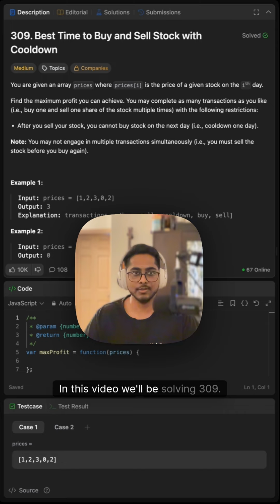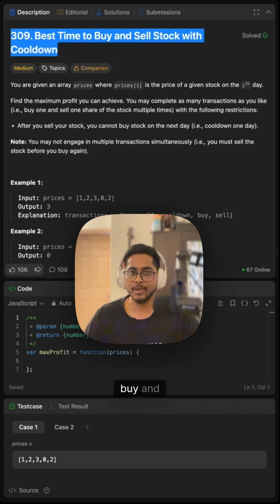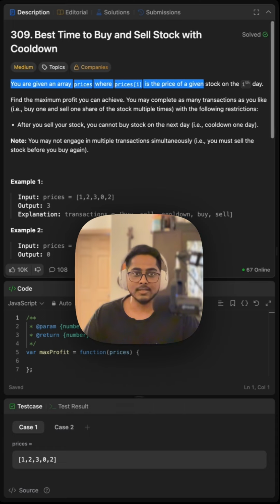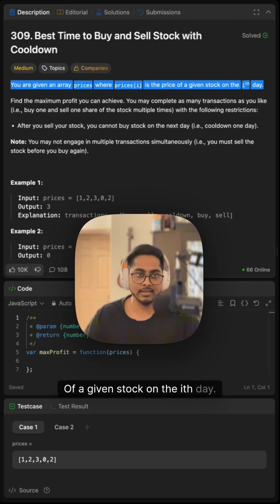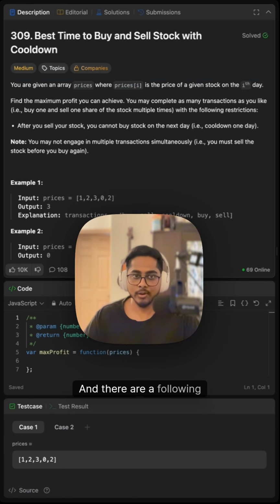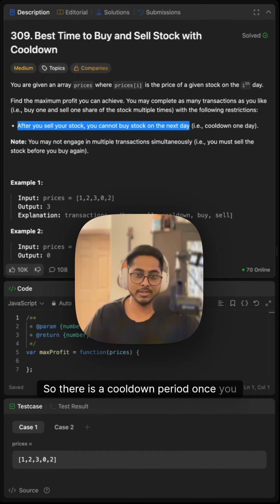In this video, we'll be solving 309, best time to buy and sell stock with cooldown. We are given an array of prices where prices at i is the price of a given stock on the ith day, and we have to find the maximum profit that we can achieve here. There is the following restriction. After you sell a stock, you cannot buy this stock on the very next day. So there is a cooldown period once you sell the stock.